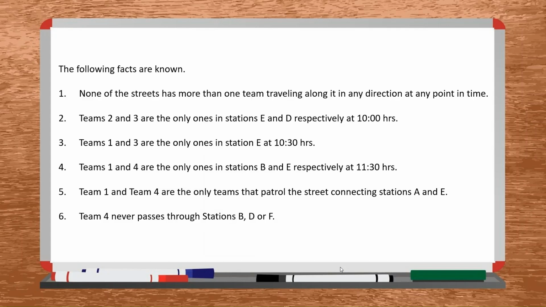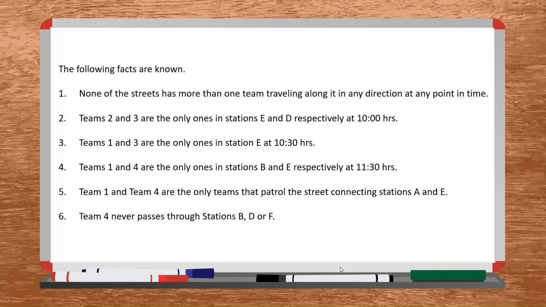Also, we have certain information with us. None of the streets have more than one team traveling along in any direction at any point in time. This is a universal statement which we need to remember throughout solving the problem. Then statements 2, 3, 4 state different teams at different stations at different times. So they give some values like which team will be at which station at what time. So we have this information regarding pretty much all of the teams.